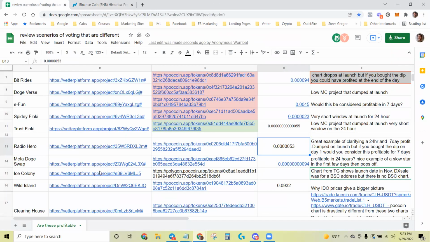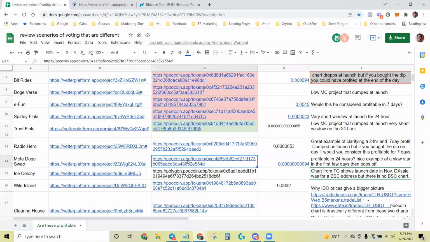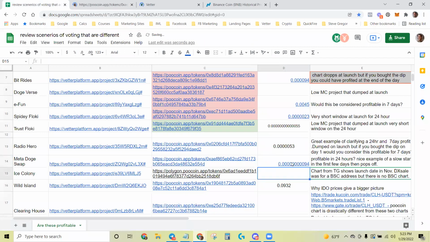Okay, next up is Meta Doge Swap. Something tells me there won't be much swapping happening there. To find out, huh?